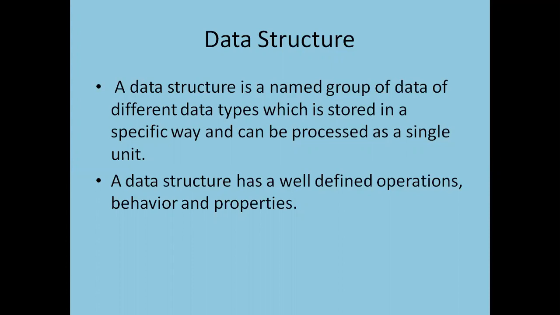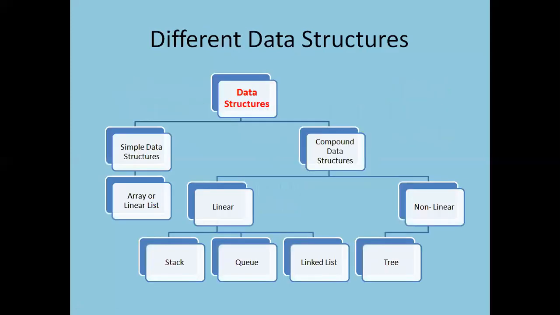So according to the definition, a data structure is a named group of data of different data types which is stored in a specific way and can be processed as a single unit. A data structure has well-defined operations, behavior, and properties. The data that we collect can be raw data or raw facts, which are simply values or sets of values, or this data item can be presented in a certain type. All right, so that is the main definition of data structure.